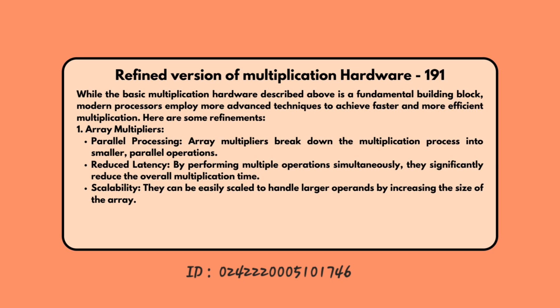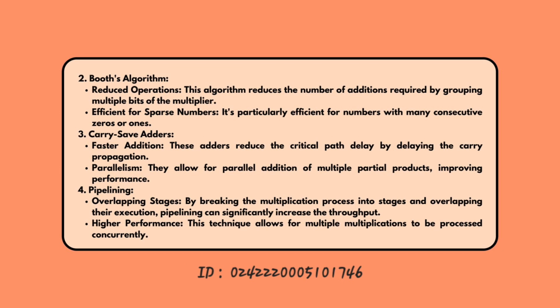Parallel processing. Array multipliers break down the multiplication process into smaller parallel operations, reducing latency. By performing multiple operations simultaneously, they significantly reduce the overall multiplication time. Scalability: can be easily scaled to handle larger operands by increasing the size of the array. Booth algorithm. Reduces operations. The algorithm reduces the number of additions required by regrouping multiple bits of the multiplier.